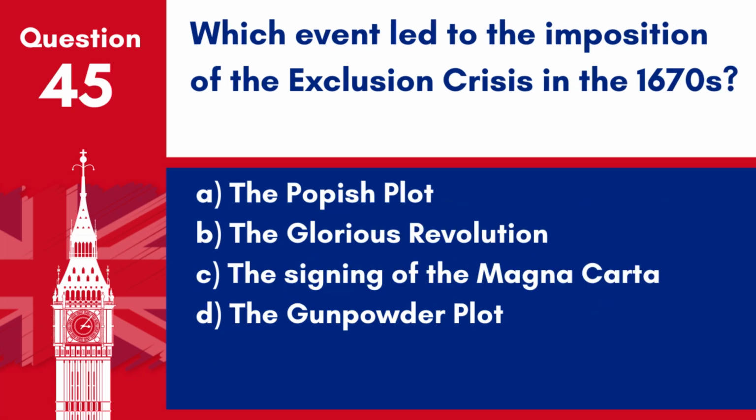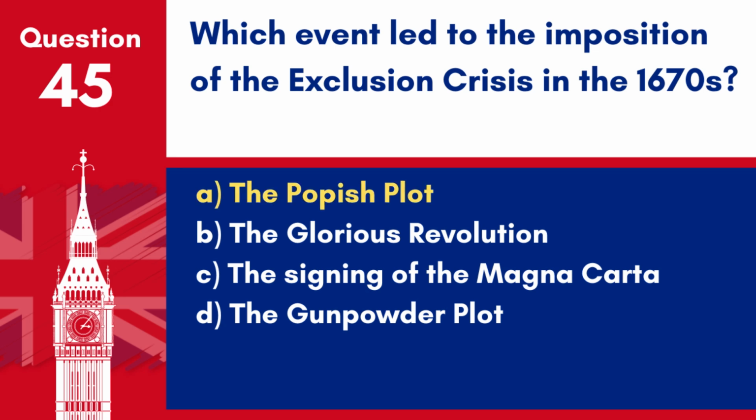Question 45. Which event led to the imposition of the exclusion crisis in the 1670s? A. The Popish Plot. B. The Glorious Revolution. C. The signing of the Magna Carta. D. The Gunpowder Plot.